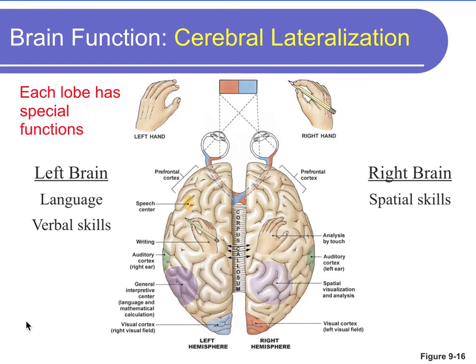So if you are, let's say, left brain dominant or left hemisphere dominant, remember, the left side of the brain controls and feels from the right side of the body, so you may be right-handed, and you may be really good at language, verbal skills, math and science. You're very logical. You think linearly. If you are right hemisphere dominant, you may be left-handed, and you may be good at spatial skills. You're very visual. You are very artistic and creative.